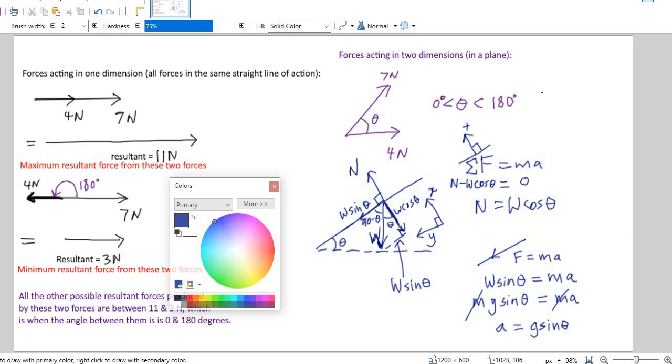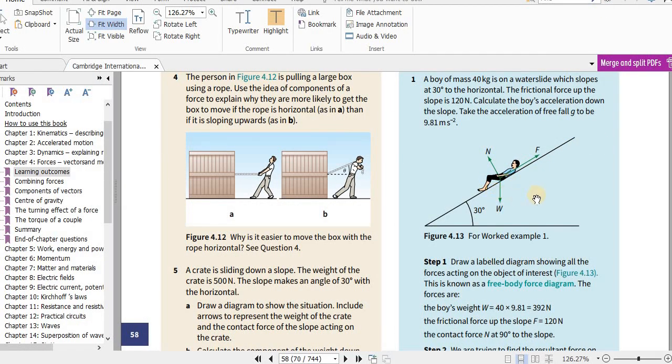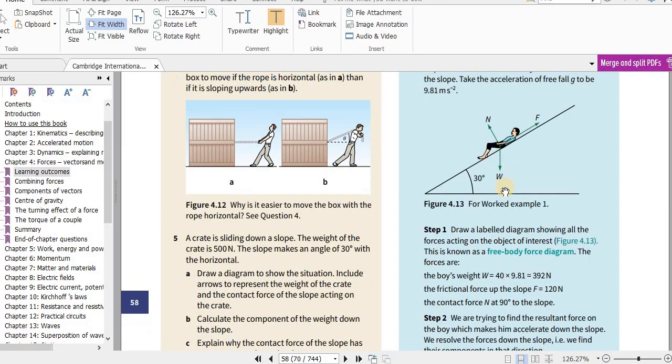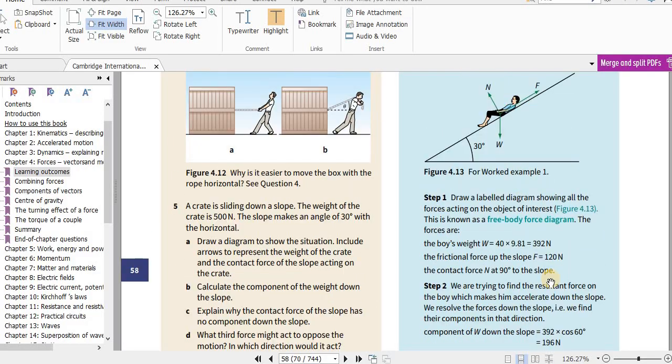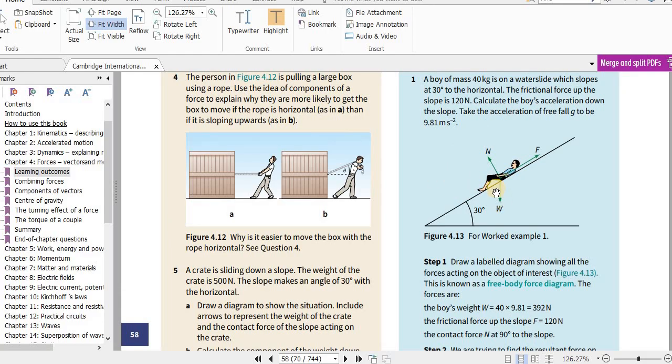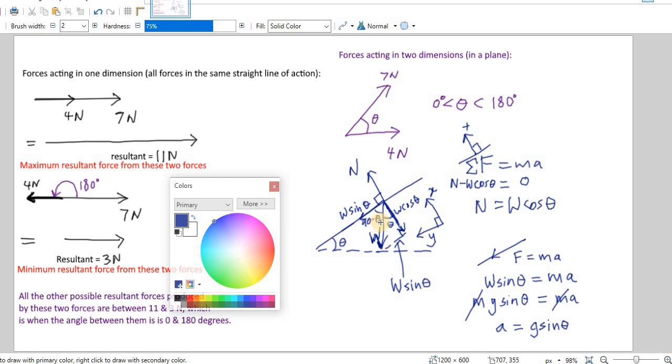You can see W cosine theta is the normal contact force, and that angle is 30 degrees. You can also take sine of this angle, because cosine of this, and remember this angle and this angle, they are alternate angles. So this angle here is also 90 minus theta. So if you want, you can use sine for this triangle.